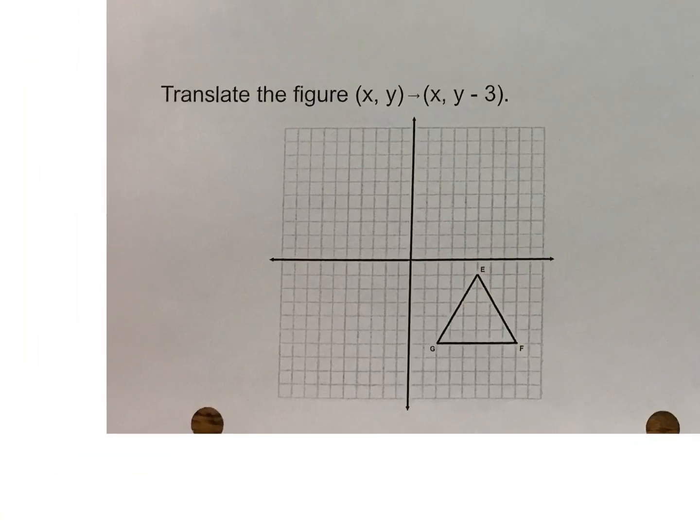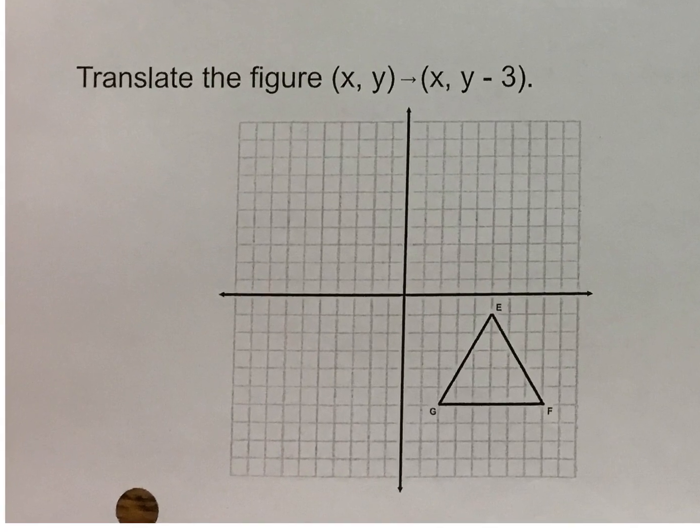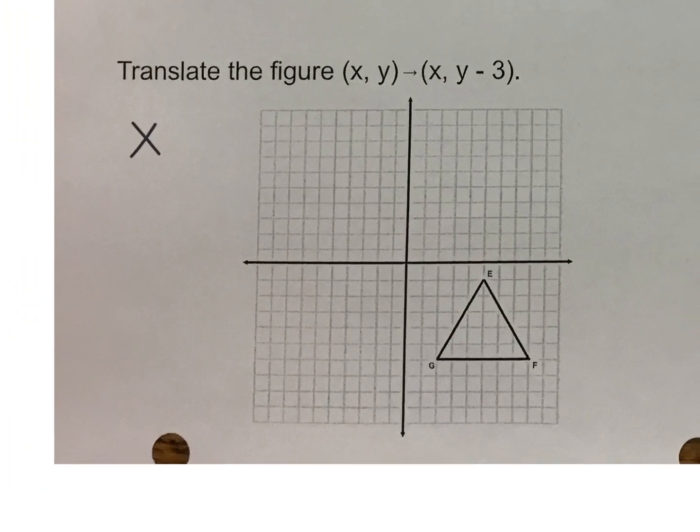What is happening? What's different about this one? X doesn't have a number with it. Okay, so we have X and we have Y minus 3. We know what Y minus 3 means. Down 3. Why is it not left 3? Right, because Y goes up and down, so it has to be down 3.